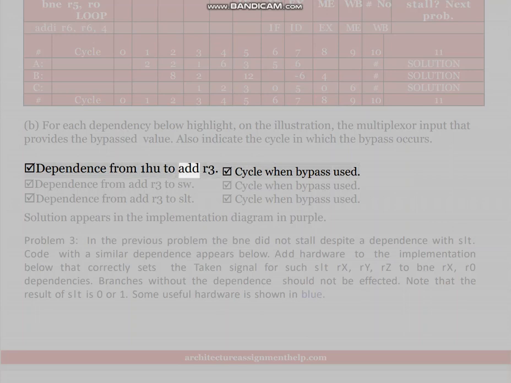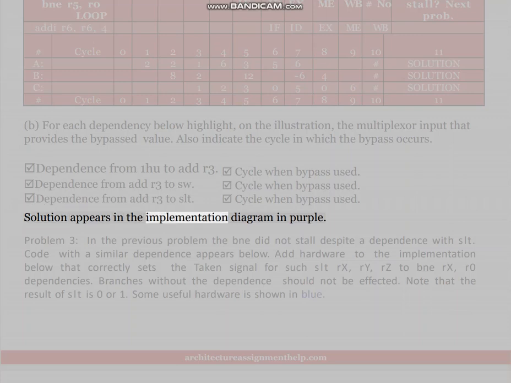Dependence from LW to ADD R3. Dependence from ADD R3 to SW. Dependence from ADD R3 to SLT. Solution appears in the implementation diagram in purple. For each, the cycle when the bypass is used is indicated.